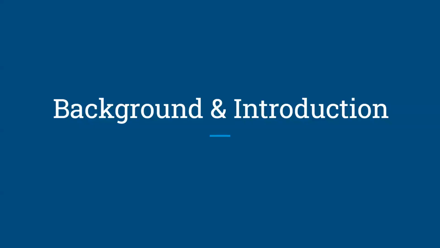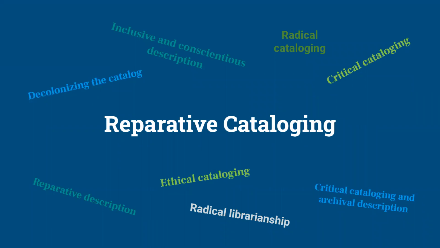Before we talk about the work going on within the WRLC and the work being led by the Reparative Cataloging subgroup, we first want to get on the same page about what reparative cataloging is. Reparative cataloging is used pretty interchangeably with other terms like reparative description, ethical cataloging, and often comes within a larger umbrella of radical librarianship. There is no one term across the profession to describe what reparative cataloging is, and there's no professionally wide accepted definition. But our colleagues in the Society of American Archivists have a definition that's pretty good that we'll use.